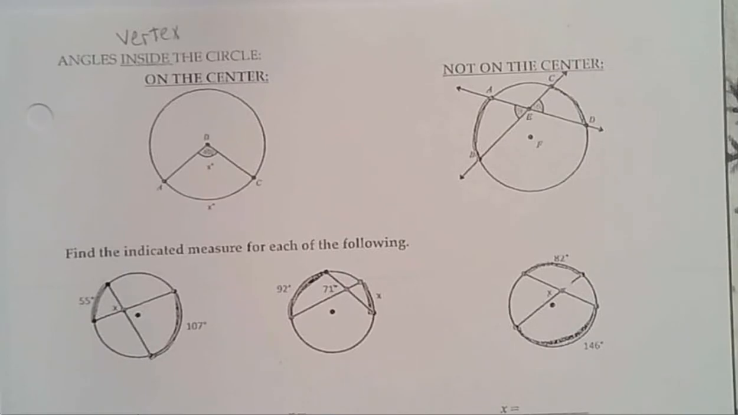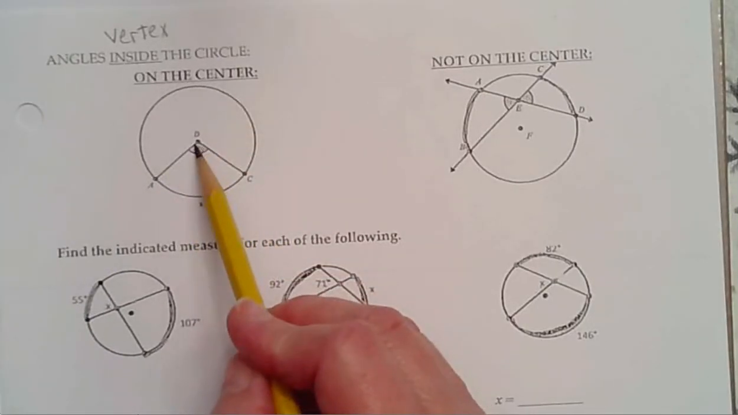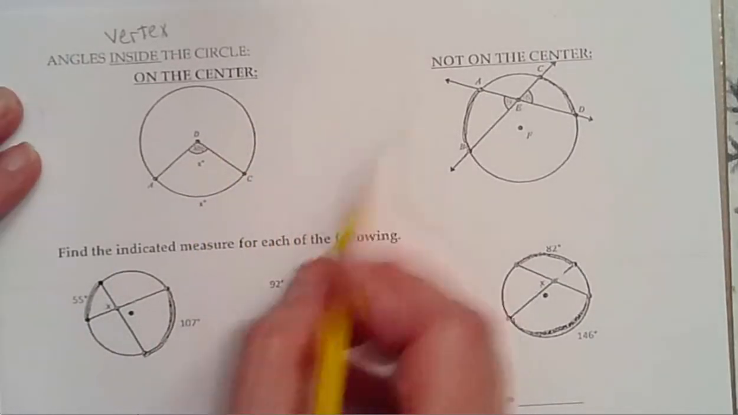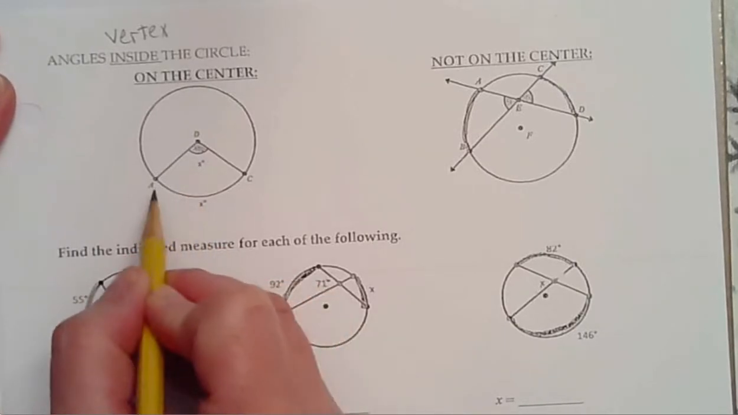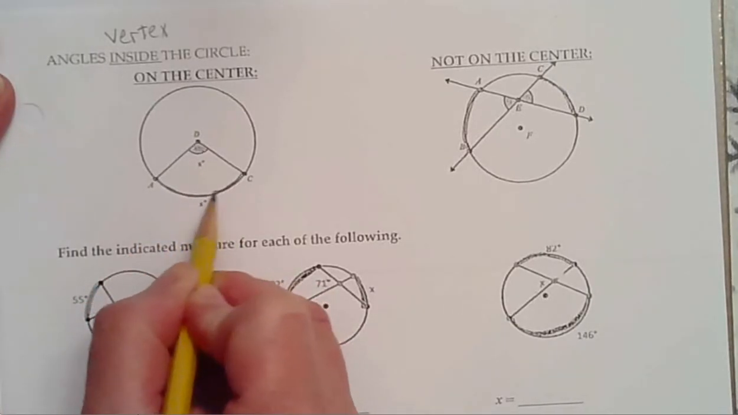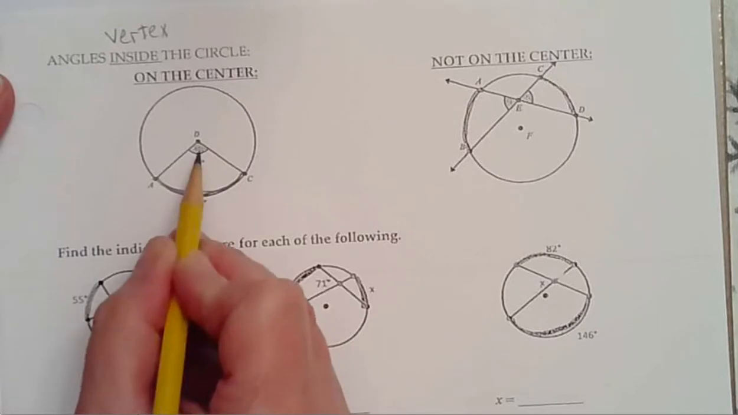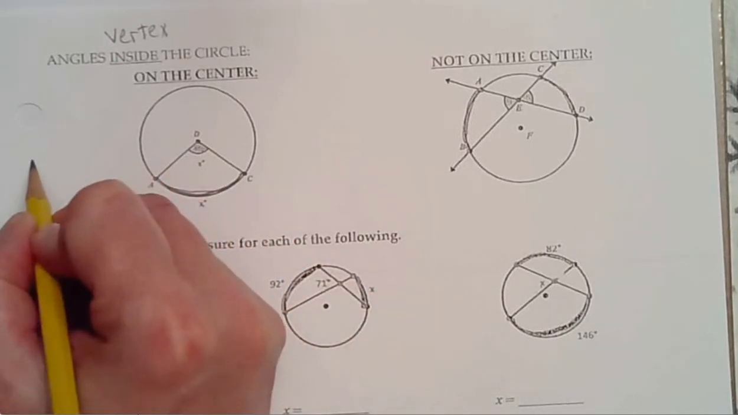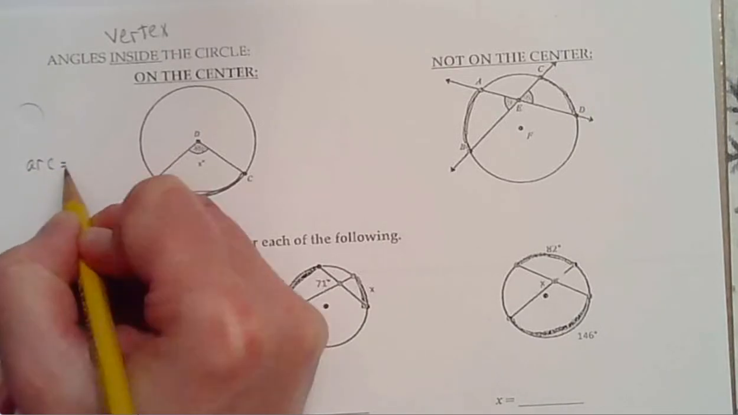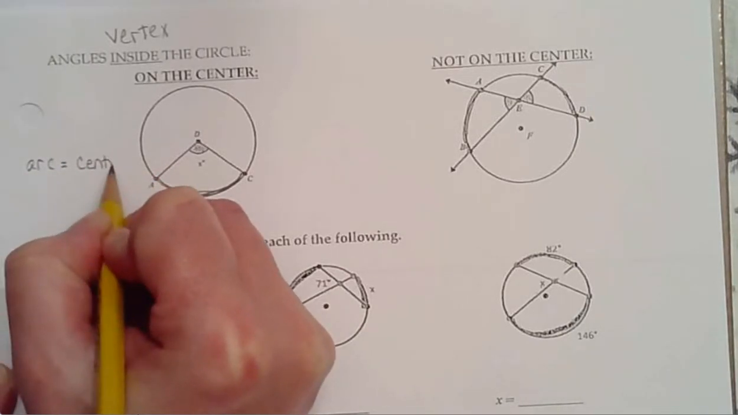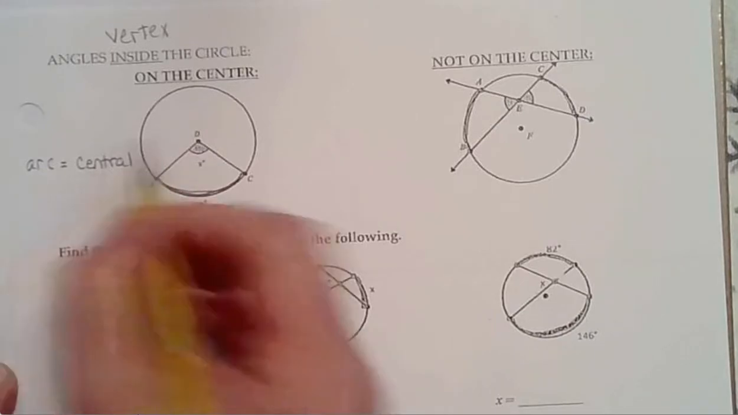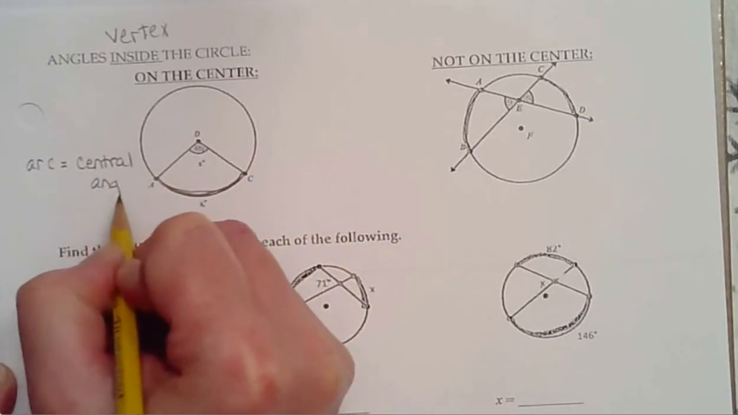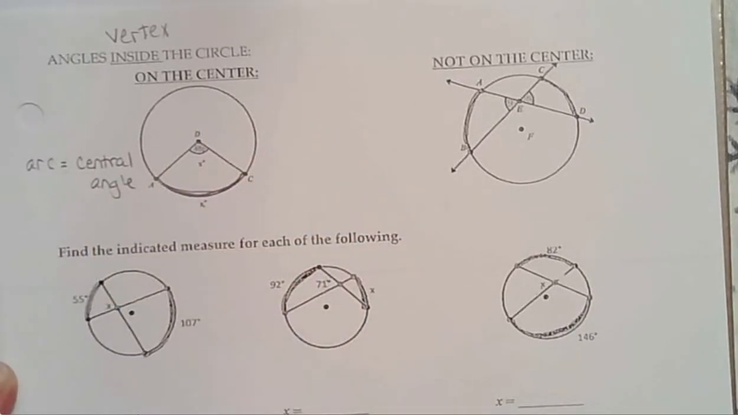There are two things that can happen. The vertex could be at the center, and we've already seen this. If the vertex is at the center, then here's the intercepted arc, and the arc and the central angle are equal. We call that a central angle, makes sense, right? They are equal to each other.